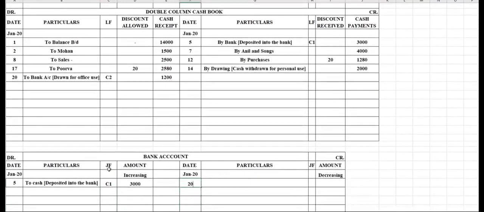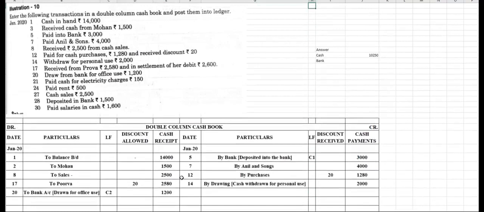On 20th, cash of 1200 is decreasing. Why? Because to cash account, we have drawn cash for office use. If it is drawn for personal use, that is drawings. But it is drawn for office use, so that is a cash drawing. So this is a contra entry too here.